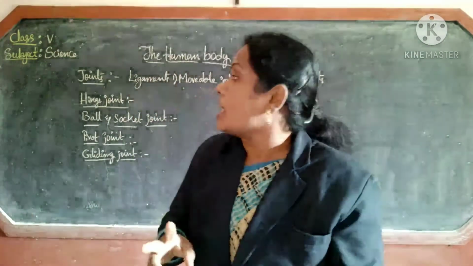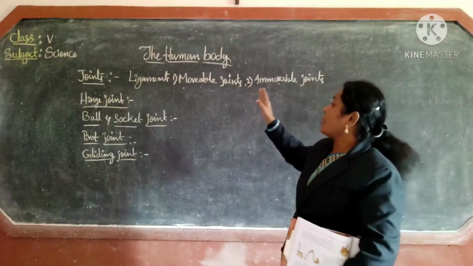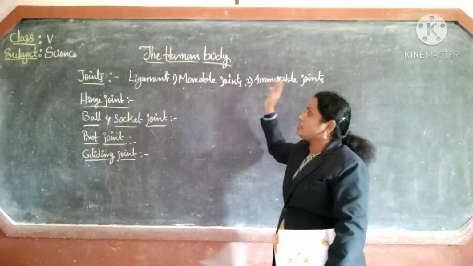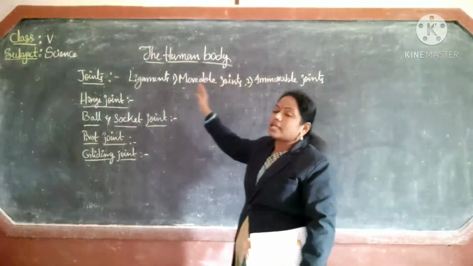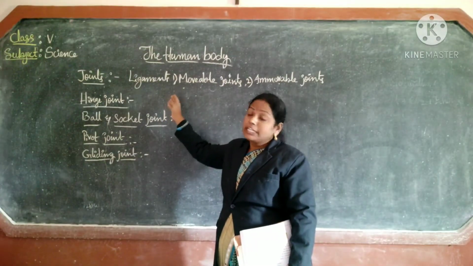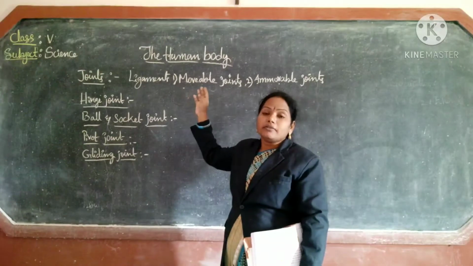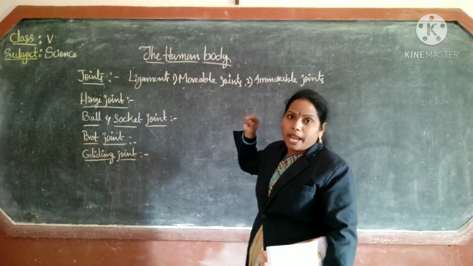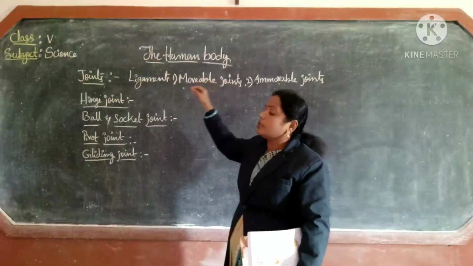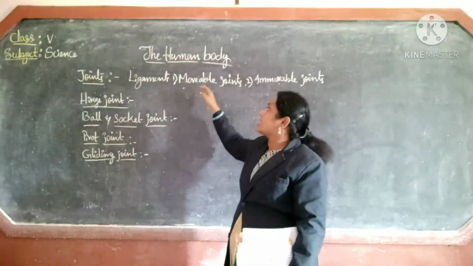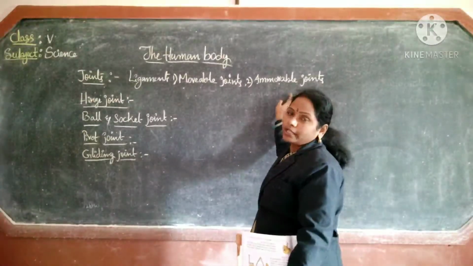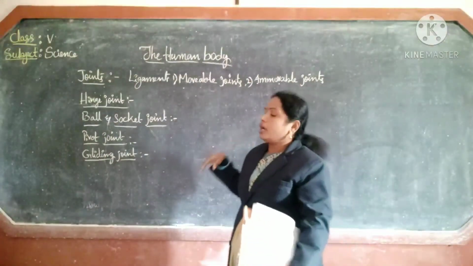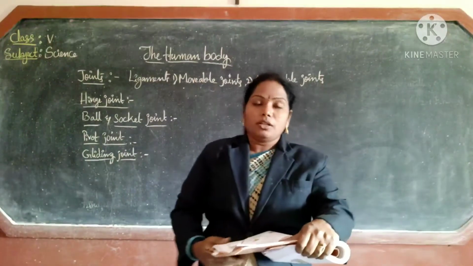We have two types of joints, movable joints and immovable joints. Bones are strong and hard and rigid, so they are joined with the help of ligaments. Ligaments are strong and stretchy bands. Some fibers are attached. Already you know this one. So next, movable and immovable joints. Joints are of two types. Understood?